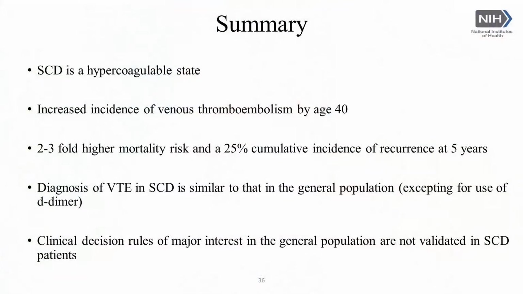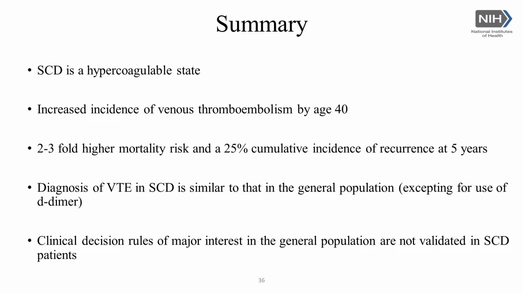So I'm going to end here by telling you, or at least convincing you, that sickle cell disease is a hypercoagulable state. There's increased evidence for venous thromboembolism by the age of 40. There's a 2 to 3-fold mortality risk associated with developing a venous thromboembolism event in sickle cell disease. And there's a 25% cumulative incidence of recurrent venous thromboembolism at the end of 5 years. We tend to diagnose VTE very similarly to that in the general population, excepting for the use of D-dimers.